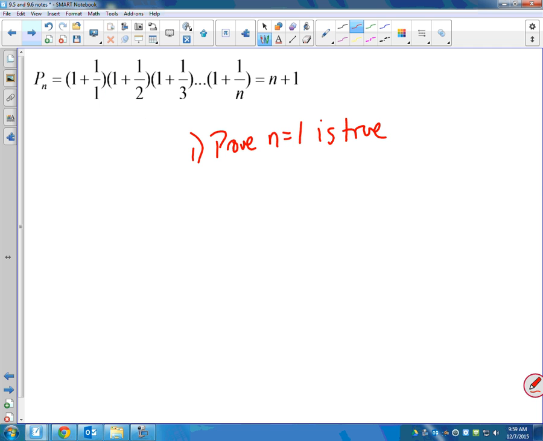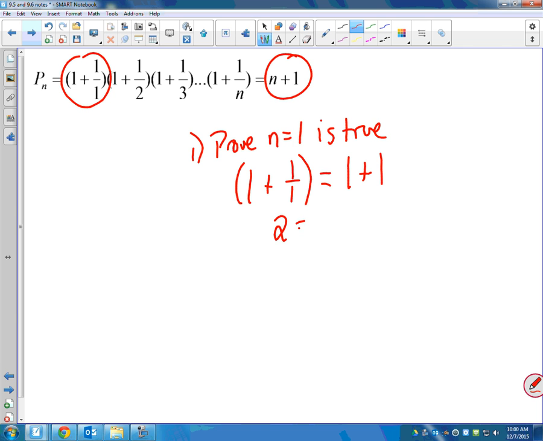So I'm going to plug in, this is my first term, so I'm going to say 1 plus 1 over 1 equals the sum when I plug 1 in. 1 plus 1, 2 equals 2. Hooray! Halfway there. We're going 2 steps, right? So we're halfway there.